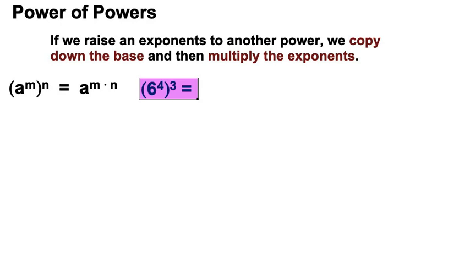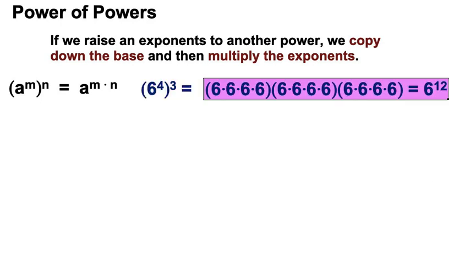Or 6 to the 4th, and I'm going to raise that to the 3rd power. Well, let's expand this so it makes sense. So that really means I'm using the 6 as a factor 4 times here, 4 times again, and 4 times again. All together, I can just add them all up. I've got 12 of them. Or 6 to the 4 times 3 power. That's 6 to the 12th power. So let's try it.